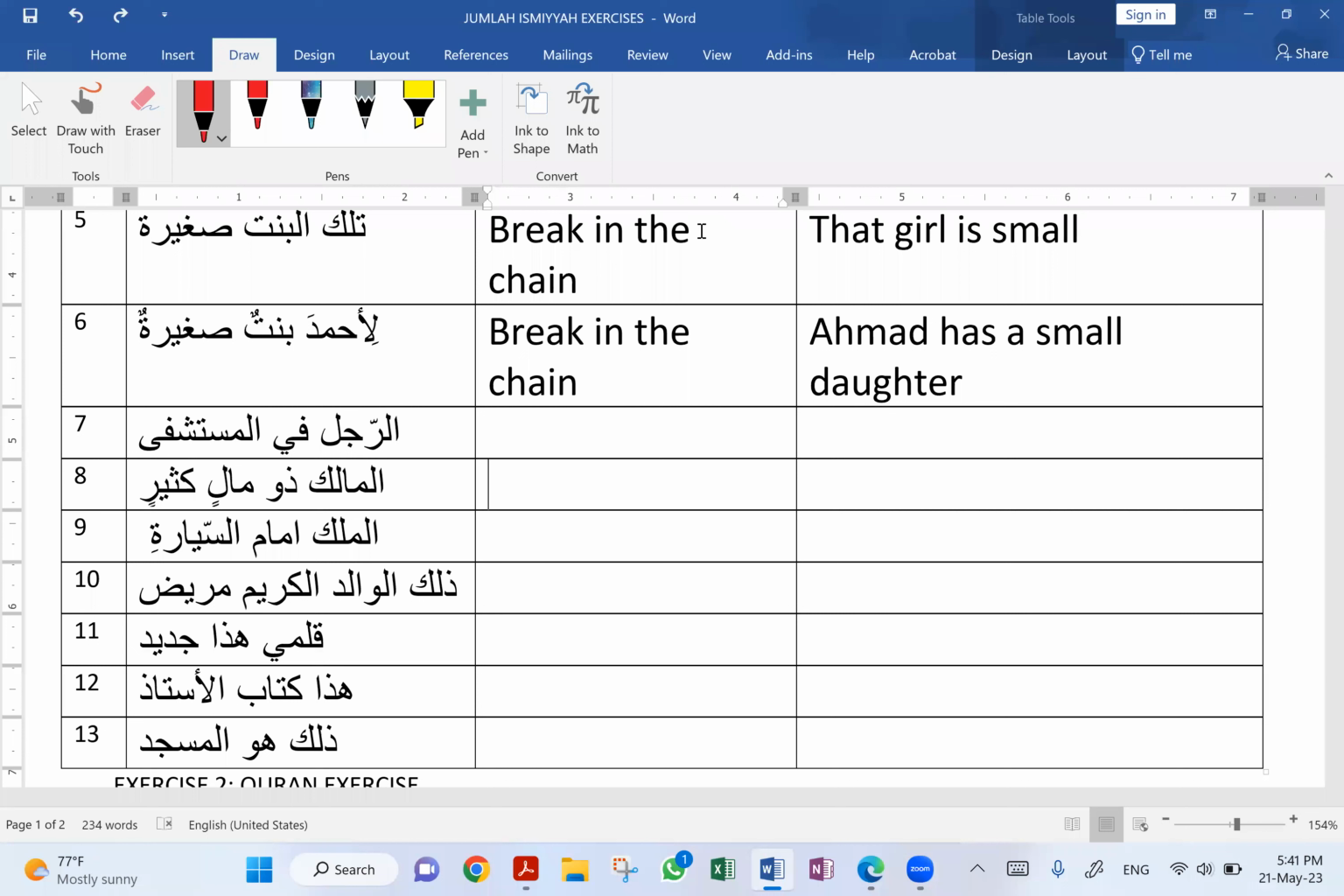So now you understand how we got Ahmed has a small daughter. That's how you put the invisible has in this case. Instead of is, we use have. Jazakallah khair.